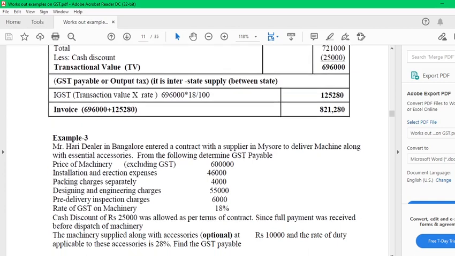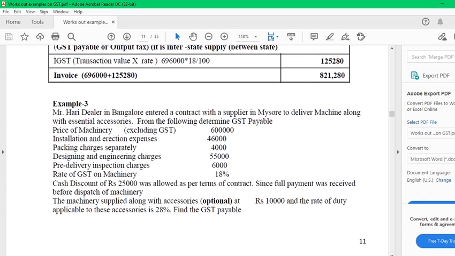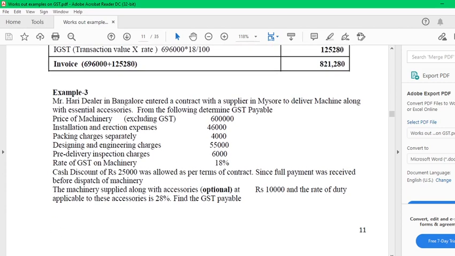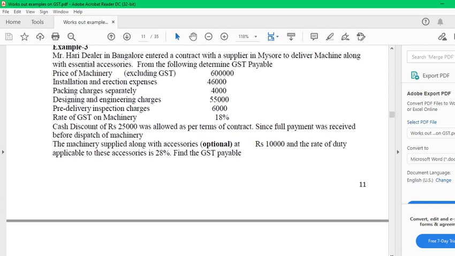Then Sri Hari, or Mr. Hari, dealer in Bangalore, entered a contract with the suppliers in Mysore to deliver machines along with essential accessories. Now Bangalore to Mysore is within the state of Karnataka. Now price is 6 lakhs, installations, everything is there. Okay, everything is there, within the state, same.